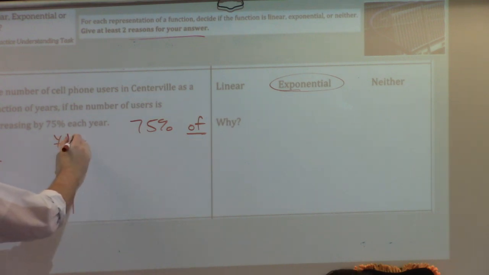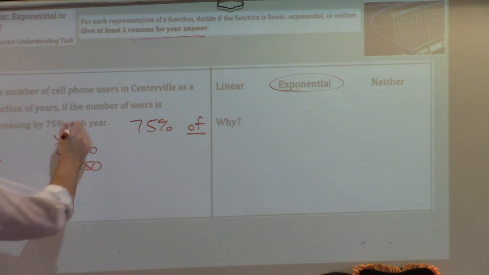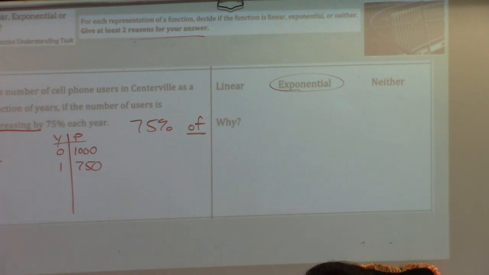Okay, let's say we're looking at our years and we got our people. Year 0, there's 1,000 people. If I go to year 1 and I multiply by 0.75, I'm going to get 750. Is that increasing? It's decreasing. That's not what's supposed to be happening.